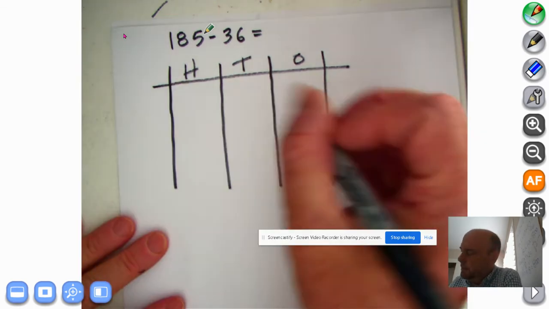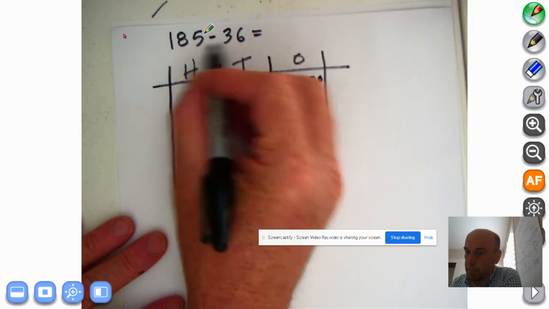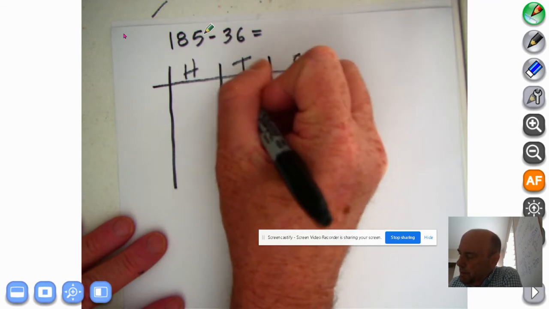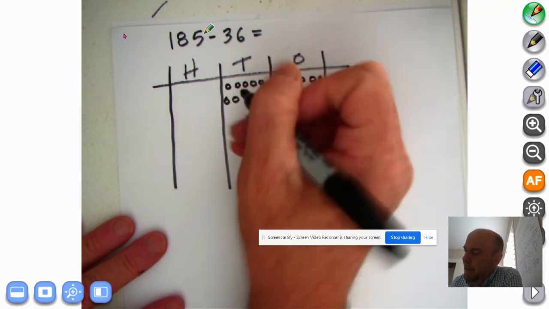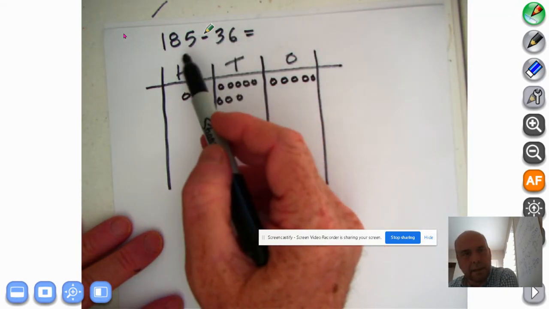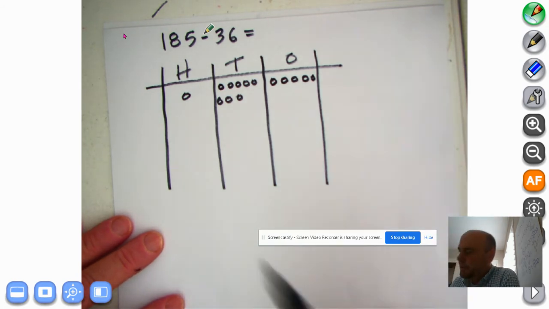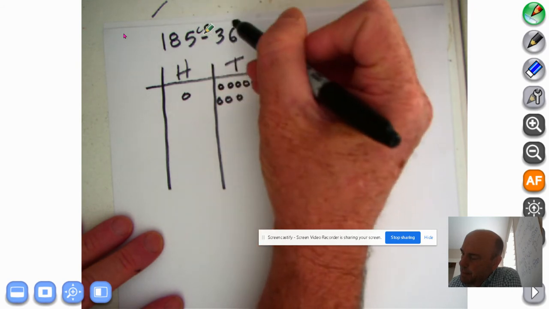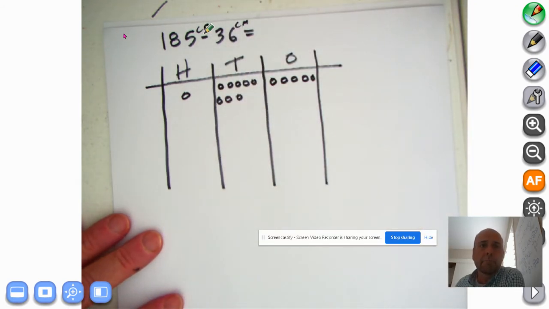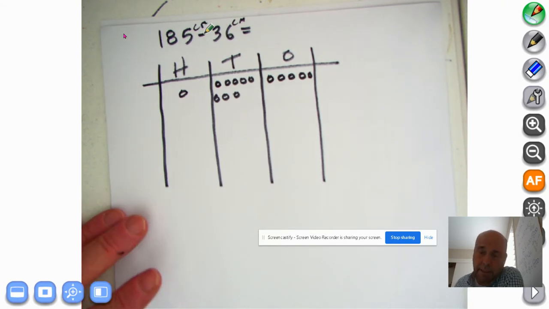So we have 5 ones. 1, 2, 3, 4, 5. And we have 8 tens. 1, 2, 3, 4, 5, 6, 7, 8. And we have 100. Okay? So the first thing we're going to do is subtract the ones. I can't take 6 away from 5. It can't be done. Don't even go there. Oh, and by the way, these are centimeters. Because remember our objective, we stated that we're subtracting measurements. So I can't take 6 centimeters from 5 centimeters. If you have 5 centimeters, and I want 6 centimeters, you can't do it.